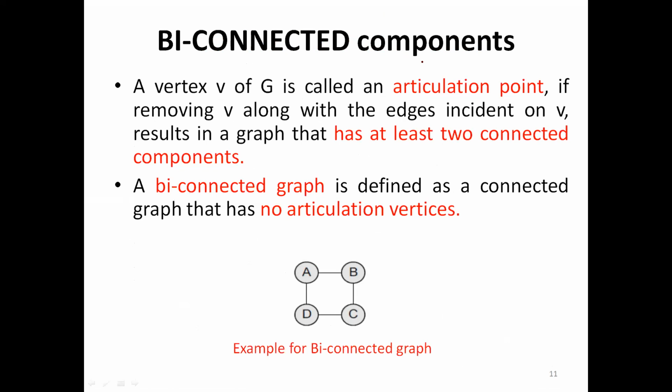Okay, I'll complete this with this slide. Next, biconnected component. A vertex V of G is called an articulation point if removing V along with the edges results in a graph that has at least two connected components. That's what we told, like the cut vertex. We discussed the cut vertex, right? So that vertex is called an articulation point. If you remove that V along with the edges, meaning all the edges connected to the particular cut vertex, it leads to two connected components. That type of vertex I call an articulation point.